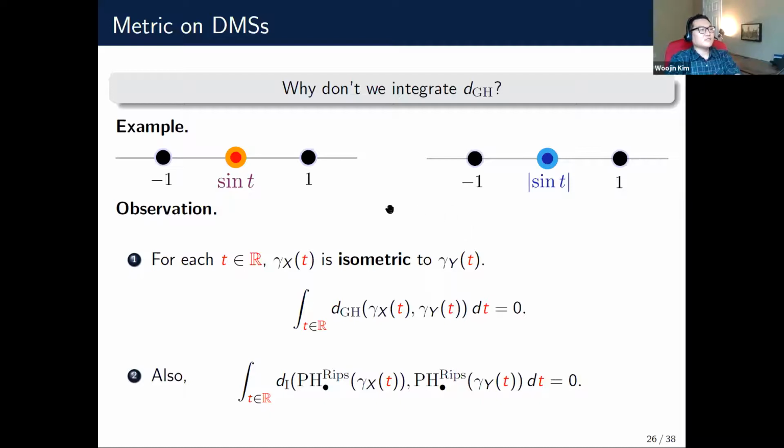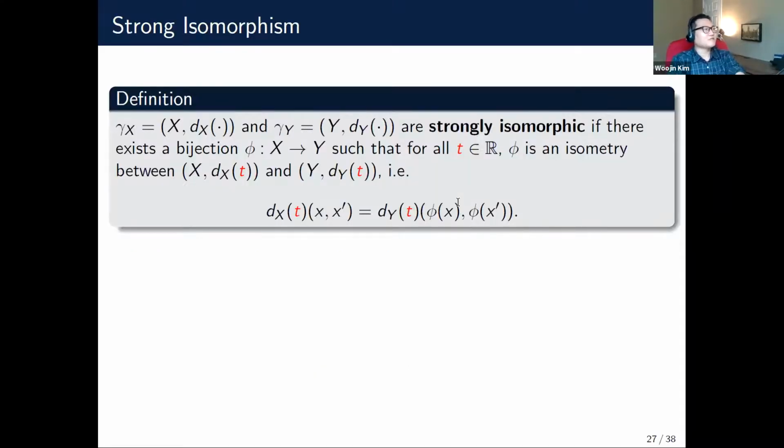However, if you view these dynamic metric spaces as collective behaviors, they are clearly different, right? Therefore, I would like to have some metric that can discriminate these two dynamic metric spaces. So before introducing our metric, let me introduce a notion of strong isomorphism between dynamic metric spaces.